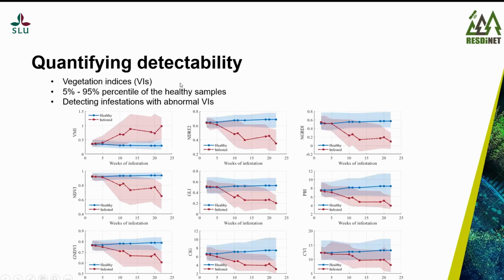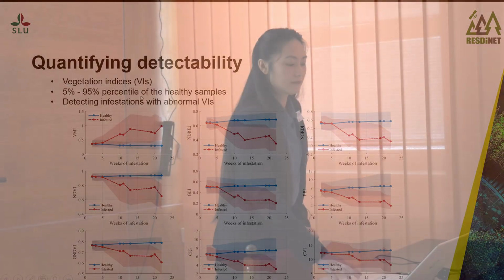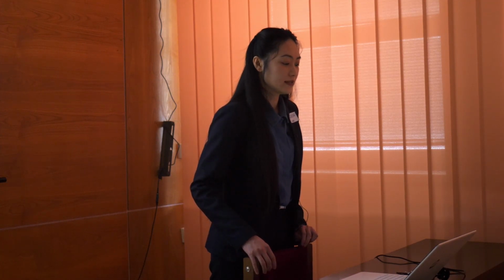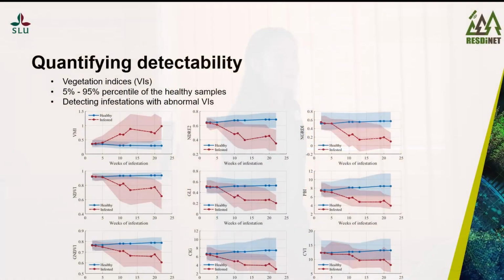And then this is how we quantify the detectability using the vegetation indices. We first calculate the vegetation indices from the healthy trees, and they almost stay the same during different weeks of infestation according to the attack one. Then we use the 5 to 95 percentile of the healthy samples and define this range as the normal case. If we have one tree showing vegetation indices outside this range, then we define these trees as detectable, and detect them as infestations.